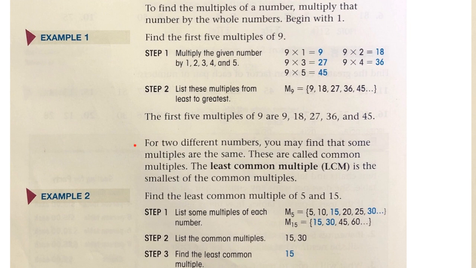For two different numbers, you may find that some multiples are the same. These are called common multiples. The least common multiple, LCM, is the smallest of the common multiples.